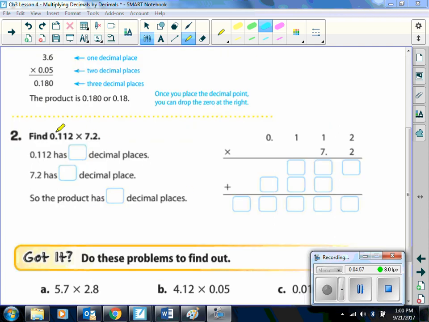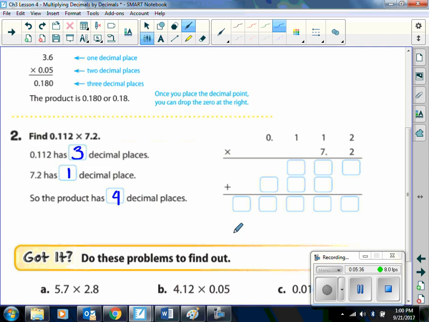For example 2, we have 0.112 times 7.2, or 112 thousandths times 7 and 2 tenths. Here we want to see how many numbers are behind the decimal in the first factor: 1, 2, 3. How many numbers are behind the decimal in the second factor? 1. So when we add these together, the answer will have 4 numbers behind the decimal point. Is everybody clear with that?